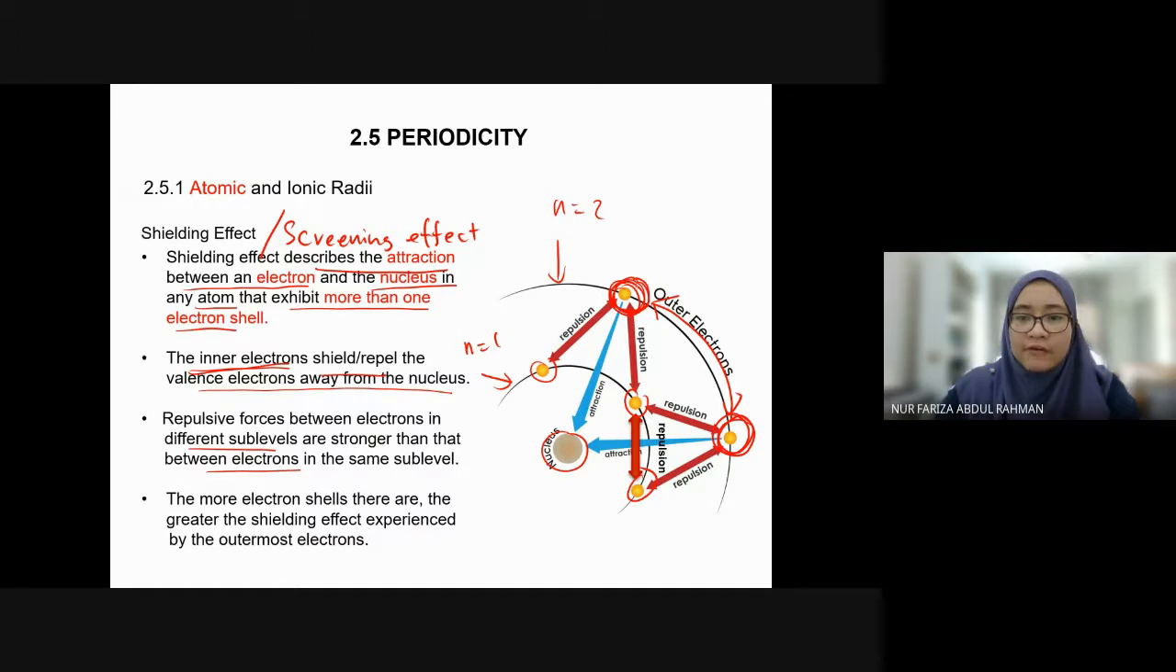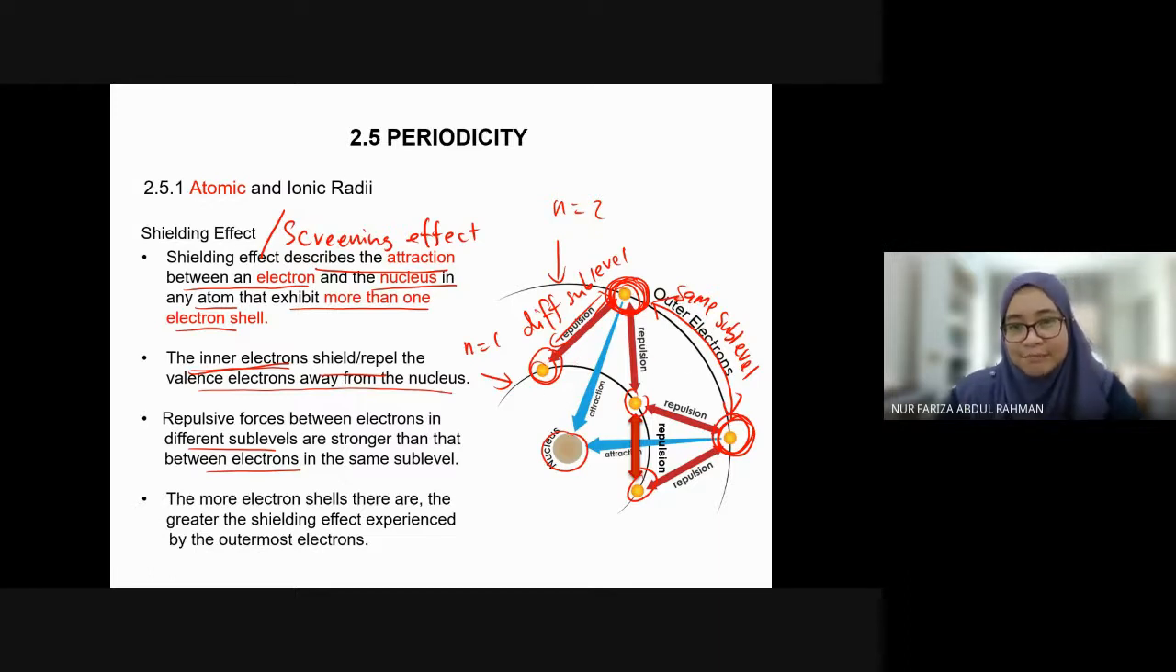Okay, and we also have the valence electron and the inner electron. So these two of course will repel. Okay, so this repulsion is in a different sublevel, this is in the same sublevel. So which one has higher repulsion, a greater repulsion? The one that has greater repulsion will be the repulsion from a different sublevel, compared to the same sublevel.